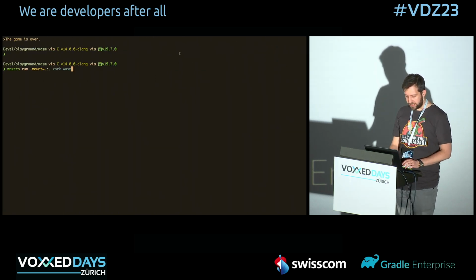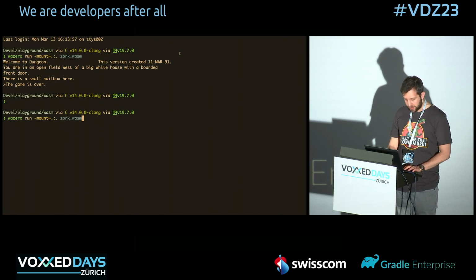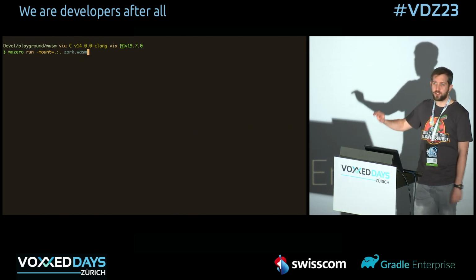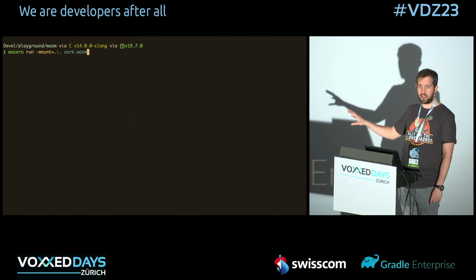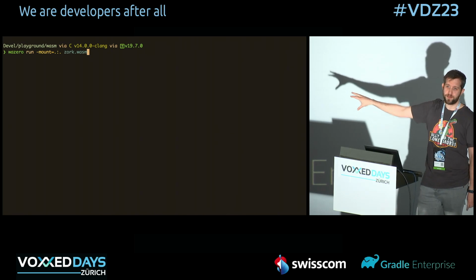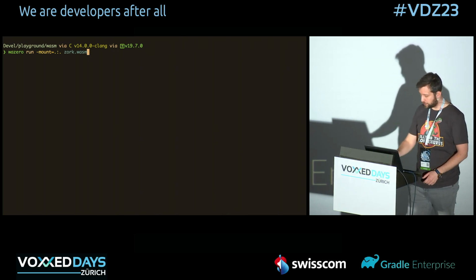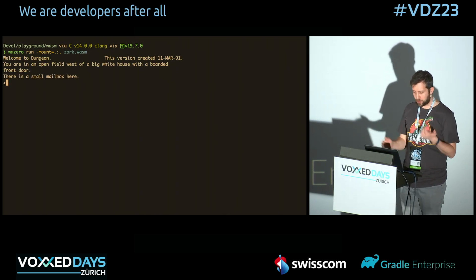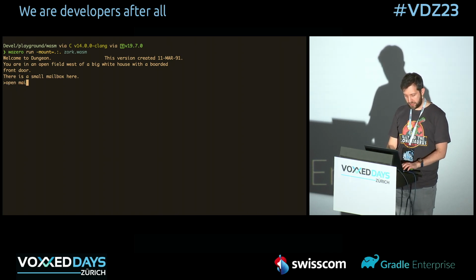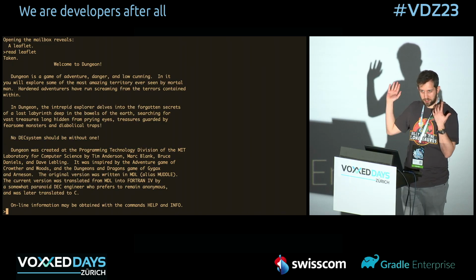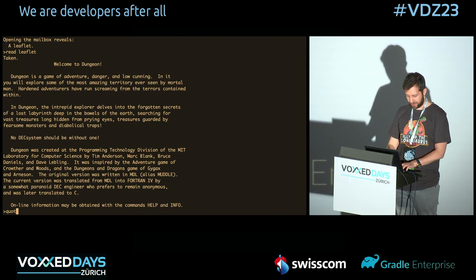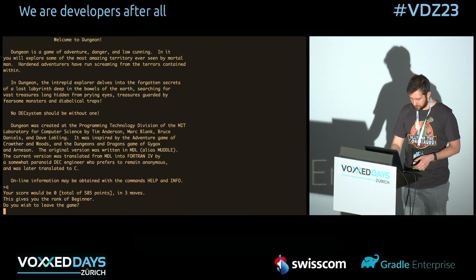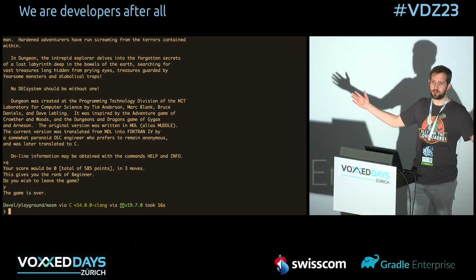And finally, I've recompiled a version of the classic Zork text interactive fiction game, and I can run it through WASI. There you go. There is a small mailbox. Open the mailbox, and then you can read the leaflet, and there you go. And now I'm quitting. Or you can also save the state and reload it. Do you wish to leave the game? Yes. And that's it for today.